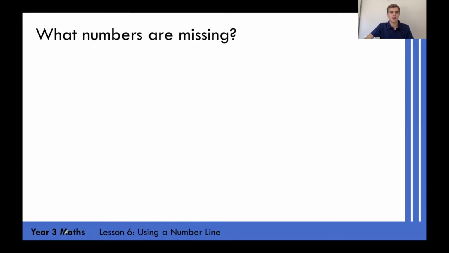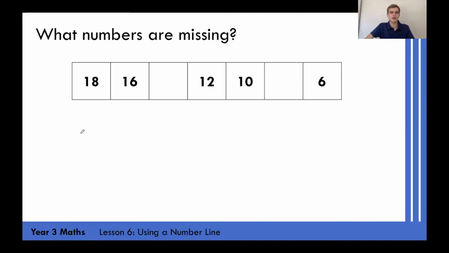Well done. Excellent. Our next challenge then is to work out what numbers are missing. So here we go. 18, 16, something, 12, 10, something, and then 6. So the first thing we need to do is work out what we're counting up or down in. I wonder if you can tell me, are we counting up or down on this number track? What do you think? Call it out.